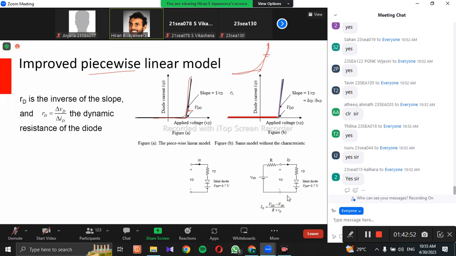So that is what you do with the mathematics. There are different ways to get things done. Now, when you use the piecewise linear model, it's not exactly as correct as the exponential model, but it's much simpler and easy to solve. But the accuracy is also pretty high compared to the constant voltage model.